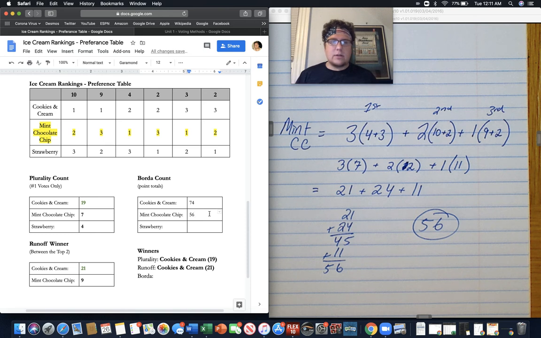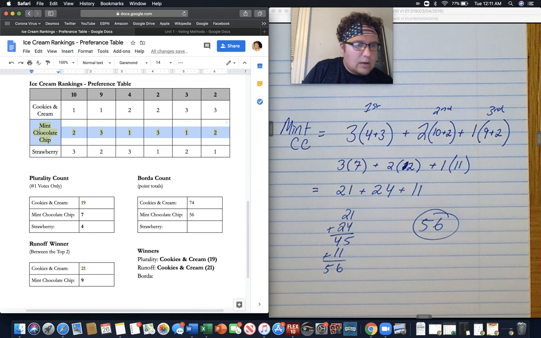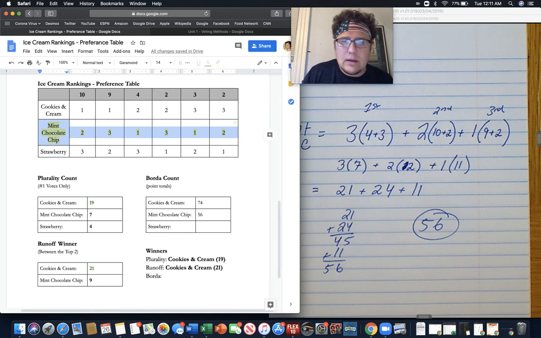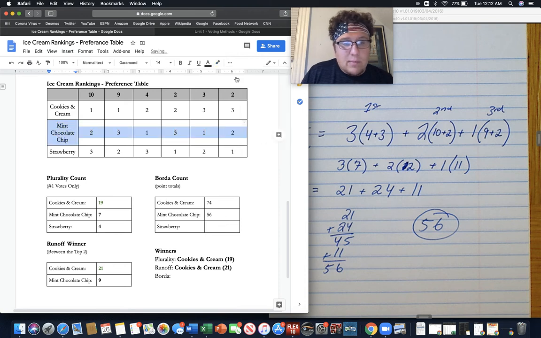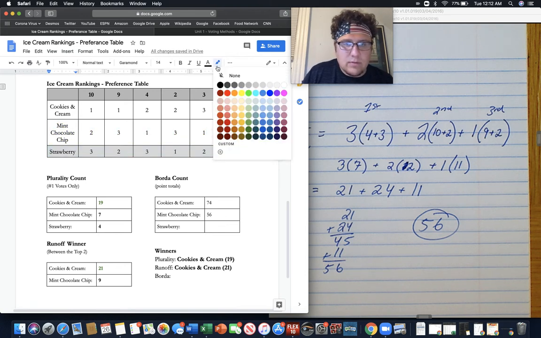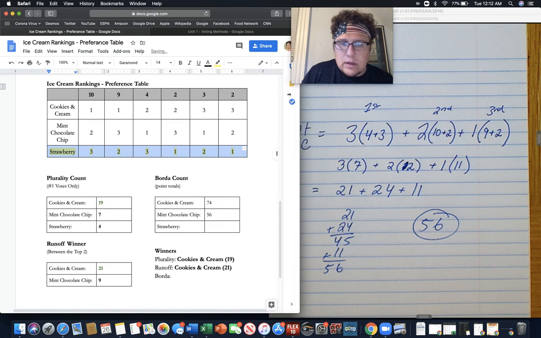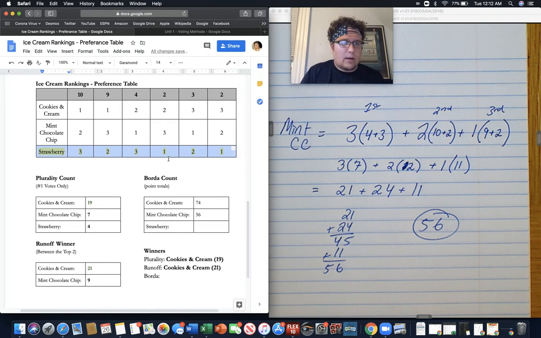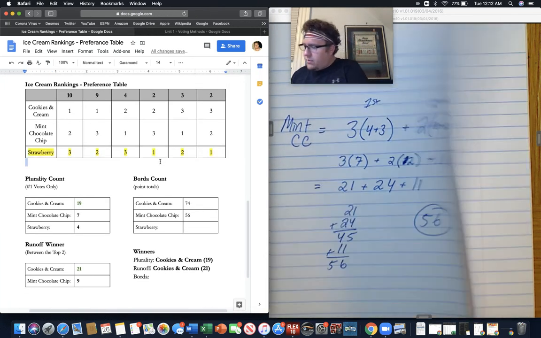So you can see Cookies and Cream is in the lead. I'm going to guess, based on the performance of Strawberry in the past 2 different voting methods, it's not looking good for Strawberry because of how few votes Strawberry actually received, but we will see. Maybe, you never know, because with different voting methods, you'll find different results. So, okay, let's try this for Strawberry.